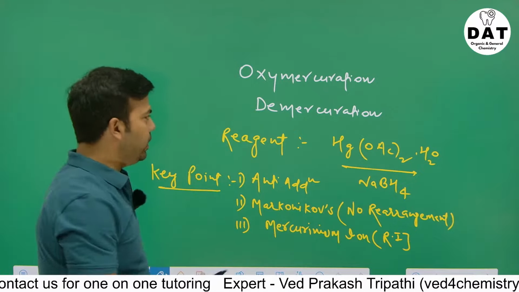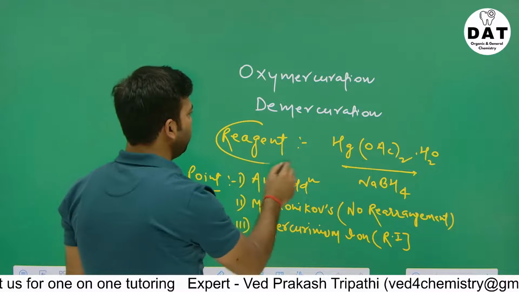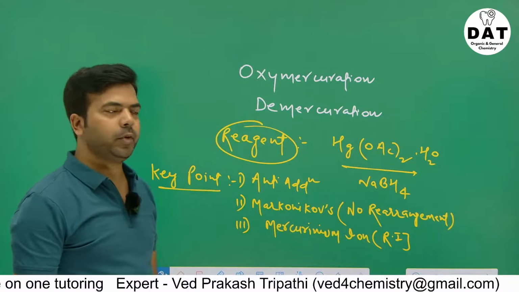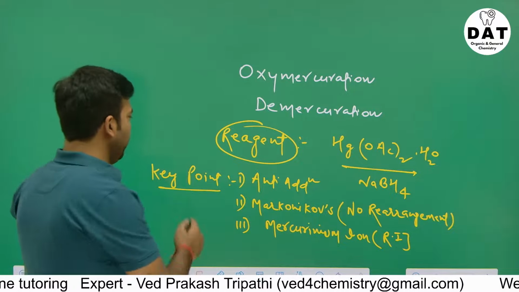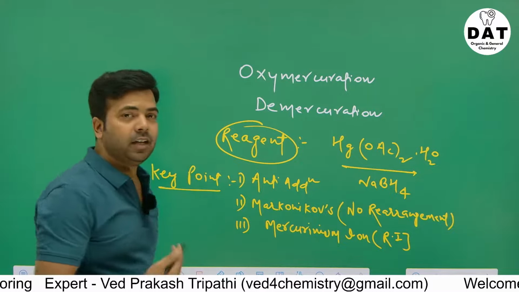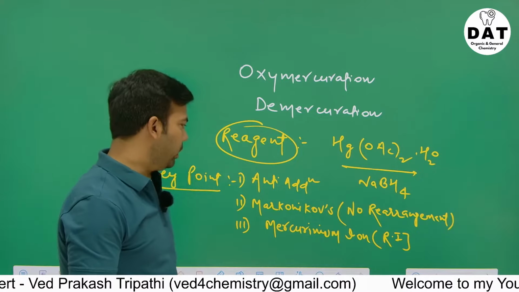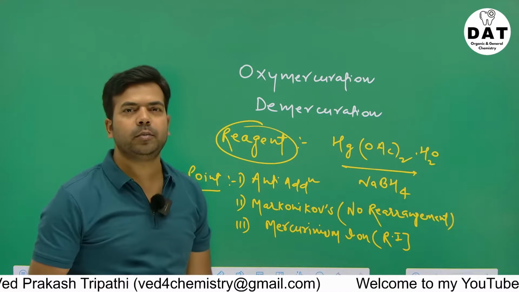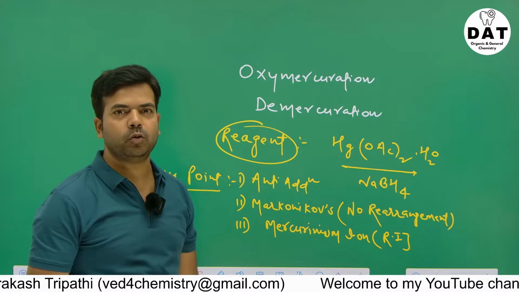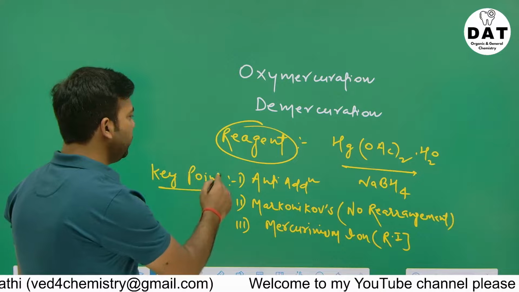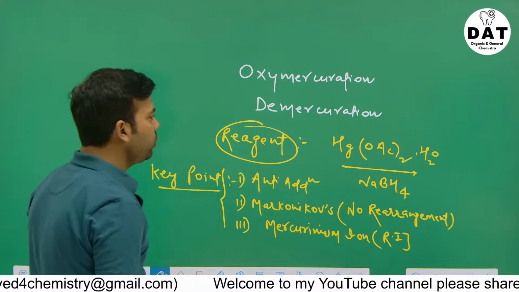So look at the reagent here. The reagent is Hg(OAc)2, H2O and NaBH4. And the key point is it is anti-addition, Markovnikov's rule, and the last point is the intermediate is not a carbocation, it's a mercurinium ion. So how can we figure out the key points of this reaction by looking at the reagent?